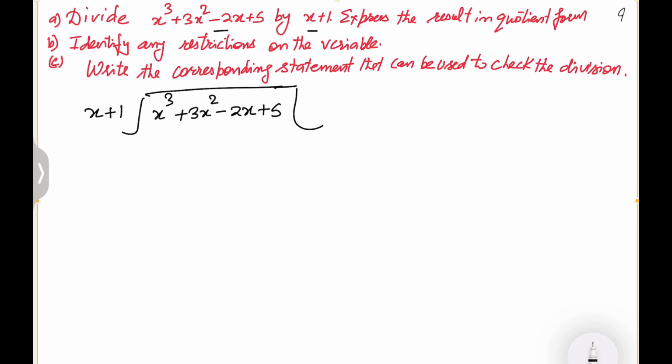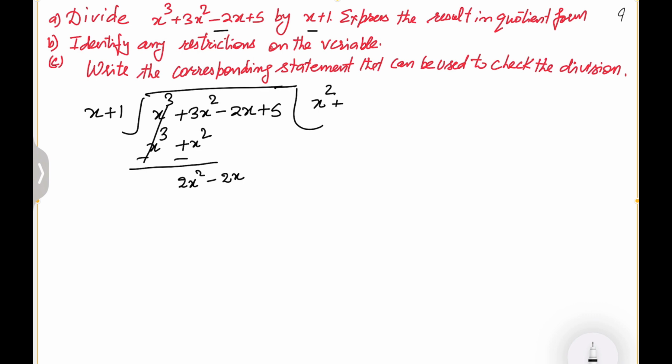So we want to make the power the same. We take the first term in the quotient, x squared, and multiply the divisor by x squared to write x cubed plus x squared. We place the two values below the same powers and subtract. Like terms cancel with opposite signs, and in the second term we are left with 2x squared.